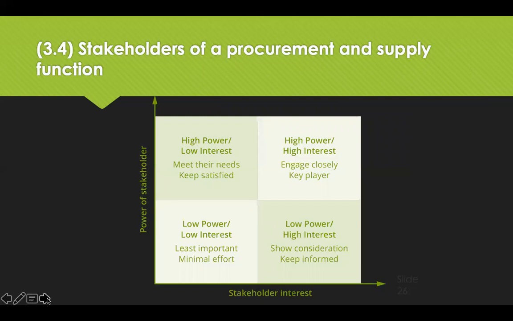So managers of the procurement and supply function need to build collaborative relationships in order to enhance stakeholder engagement. And this requires an integrated and proactive approach to ensure that stakeholder support is gained and sustained.